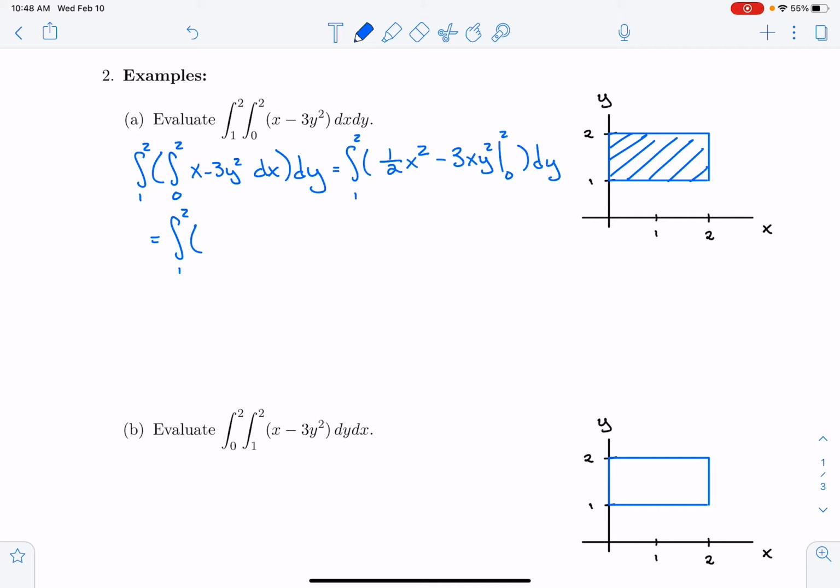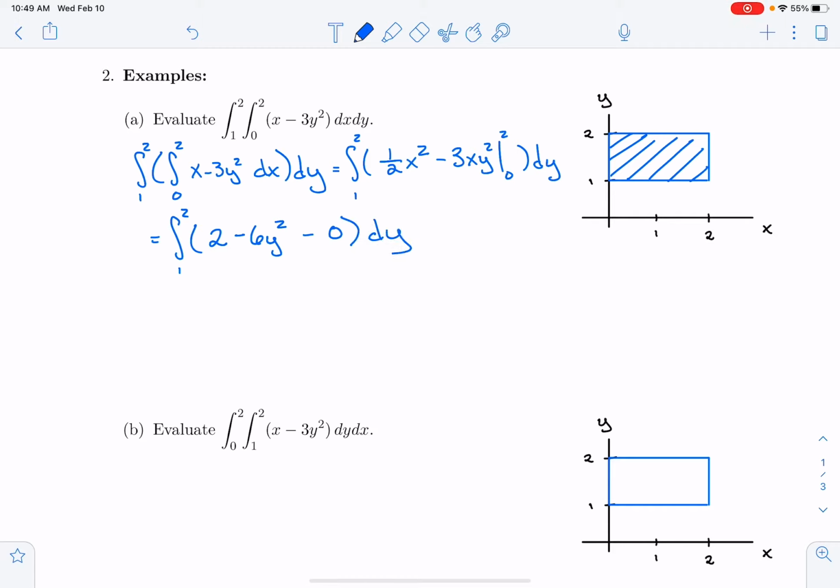So 1/2 x squared. If I plug in a 2, that becomes just 2. And then I'm going to subtract. If I plug in a 2 for x into 3xy squared, that becomes 6y squared. And then I subtract the same thing evaluated at 0. But you'll notice if I plug in 0 for x, I'm just going to get 0. So I'm just going to leave that alone there.